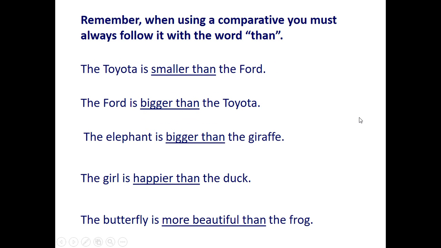Now, one last thing I want to mention too. Whenever you're doing these comparative forms, make sure you put that word than behind it. I think it helps a lot. So we'd say like the Toyota is smaller than the Ford. The Ford is bigger than the Toyota. The elephant is bigger than the giraffe. And so you're noticing that the word than is always after that comparative form.